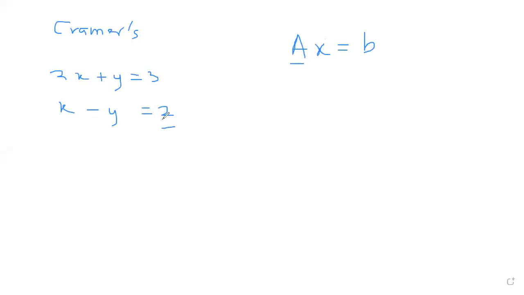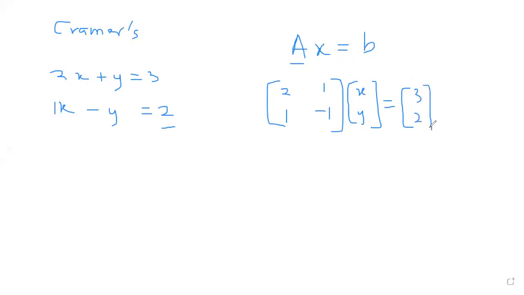So in this example here, if we are to express it in the general form, the coefficients of x and y will be 2, 1, 1, and negative 1. Then the unknowns here are x and y, and then the solution matrix is 3 and 2. Okay, so we've written it in the general form.